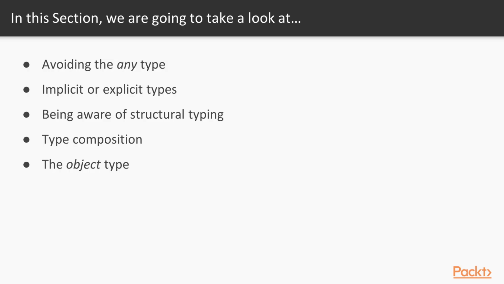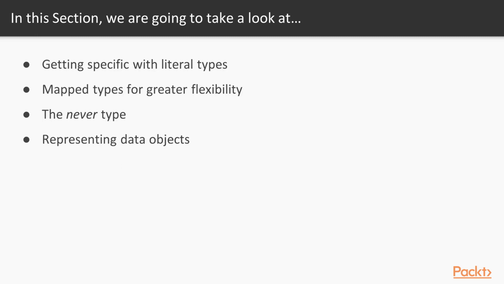Our first video will be on avoiding the any type. Second, a video on how to use implicit or explicit types. Third, on being aware of how TypeScript uses structural typing. Fourth, on composing types, so essentially combining multiple types together into one type. Fifth, the object type with a lowercase o. That's not to be confused with the Object type that has an uppercase O. Then literal types, then mapped types, the never type, and our last video will be on representing data objects.